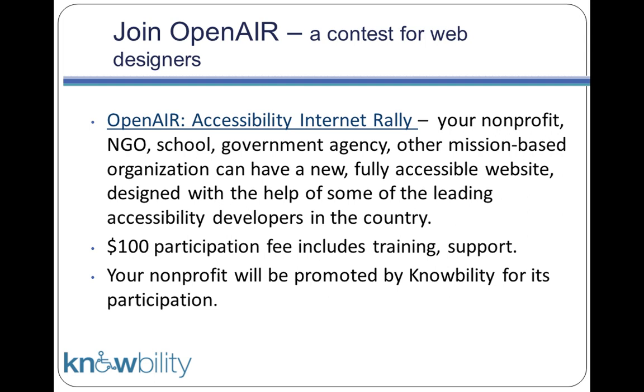And it's a competition. There are judges. The teams are mentored. But what we need are nonprofits and NGOs and schools and government agencies who need a new website or don't have a website and want one to be a part of this event. And the result is, for your fee, you get the training and support needed to understand accessibility even more, and you get a website, a beautiful website. Around February 2018 is the end of the competition, and you walk away with a website.